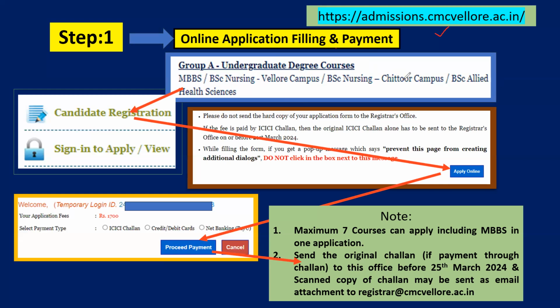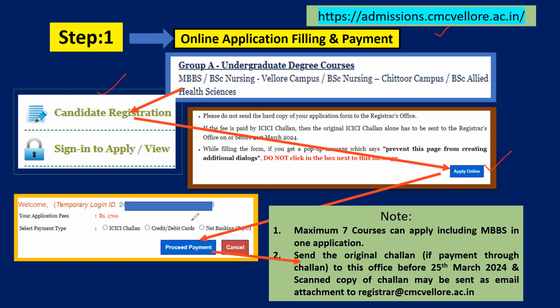For all these courses, you need to fill only a single application form. To fill the application form, on the front page itself, you can see candidate registration. You should click on this one. This page will open. You should click on apply online. Then the application form will open, and you should fill the complete online application form.